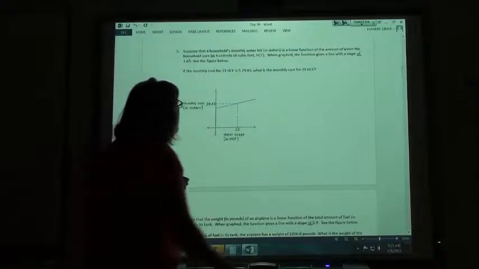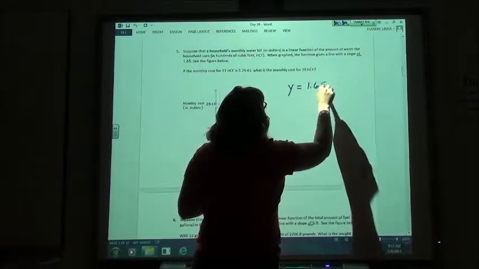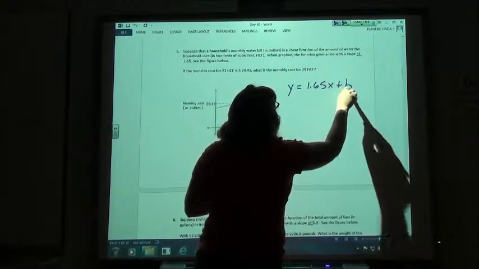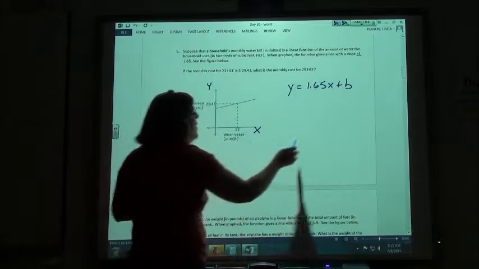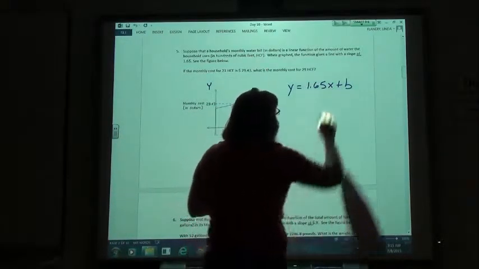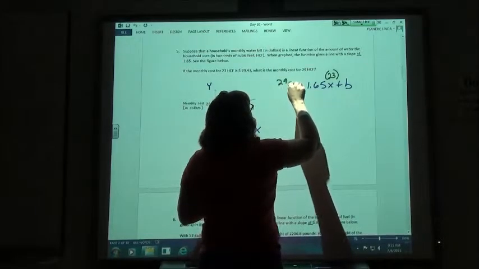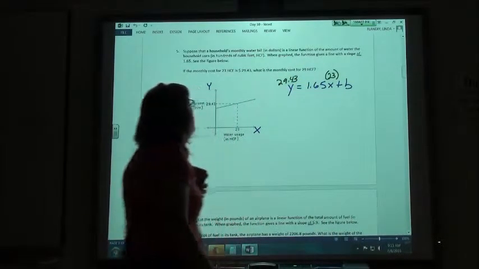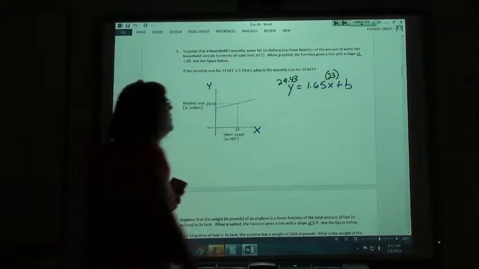So again, I want to come up with the equation of the line. Y is going to equal 1.65x plus some number b. This is my x and my y. So if I know that x is 23, my y is 29.43. 23 HCF gives me $29.43 for my cost. So I'm going to find my b.